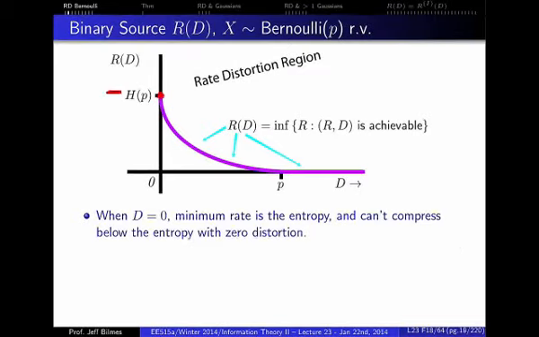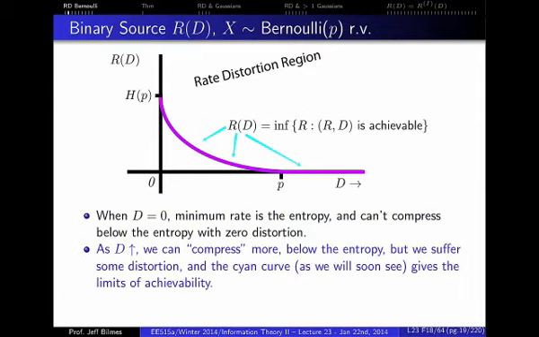So why is that? When the distortion is 0, the rate is equal to the entropy. That's the Shannon point. Because when the distortion is 0, there's no error, so we should be able to compress down to a rate of the entropy. That makes sense. Right? As the distortion gets bigger, we can compress more.